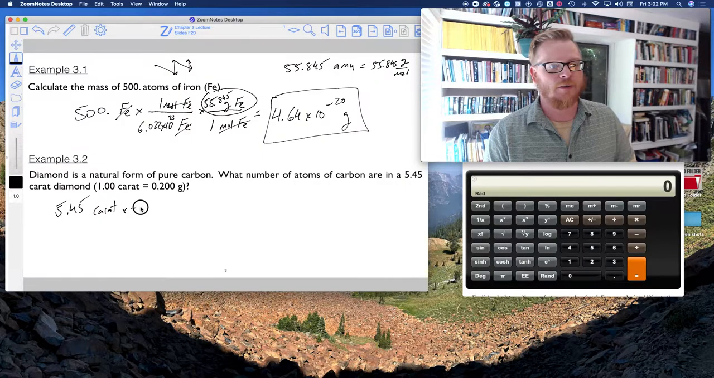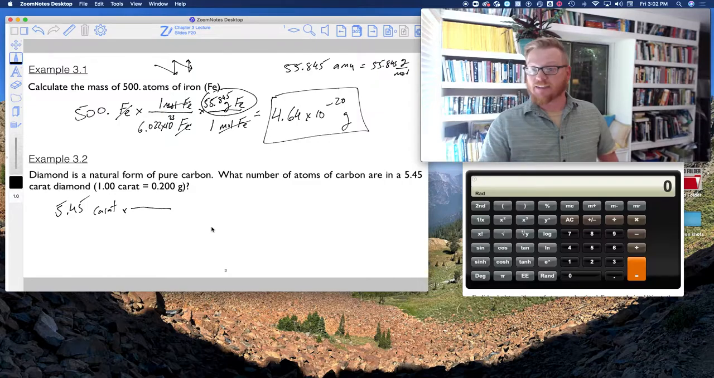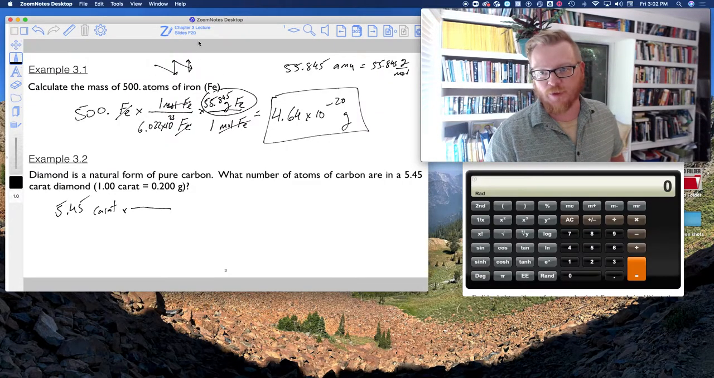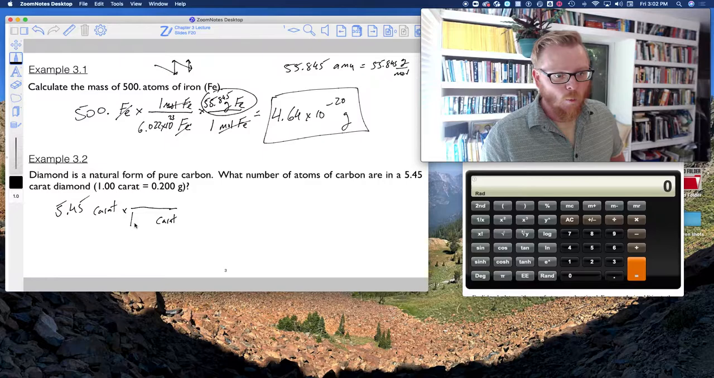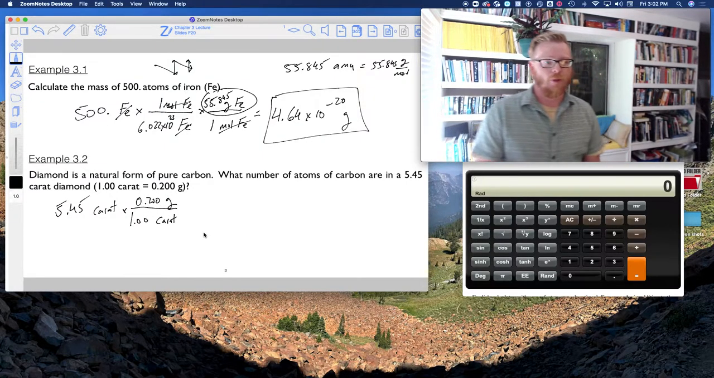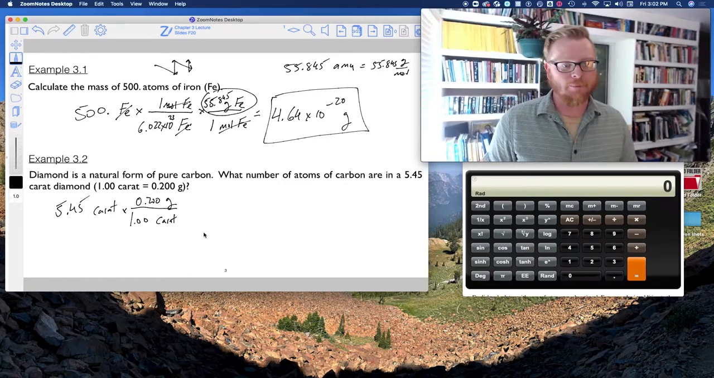5.45 carat. Okay. And now, in my same process, right? Down then up, down then up, down then up. First, we know that I'm going to have to put carat down here. So I cancel that unit. Next, I can see, oh, I've got this relationship here that says 1.00 carat equals 0.200 grams. Okay, fantastic.